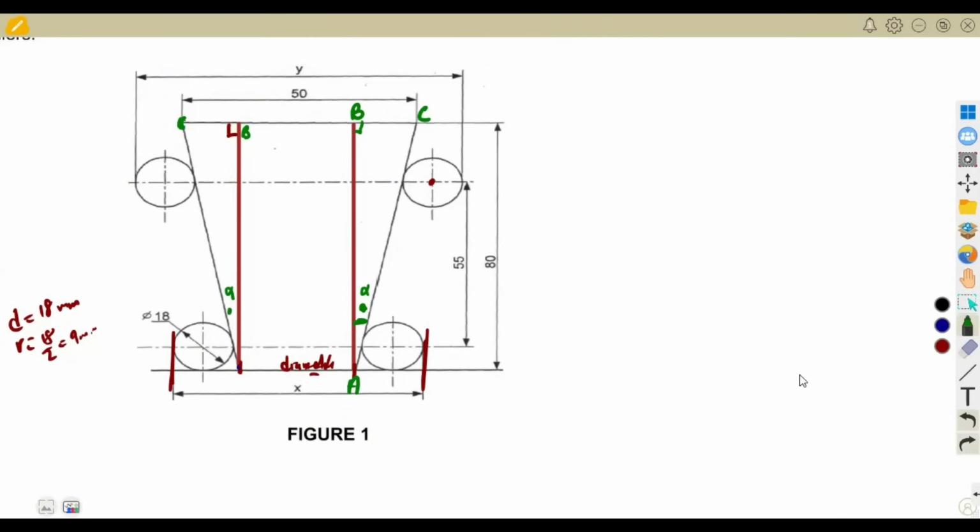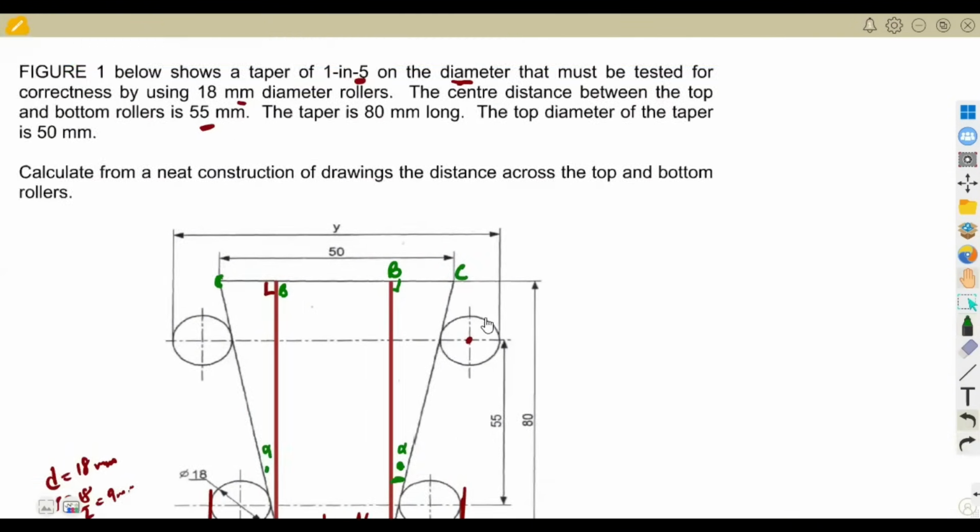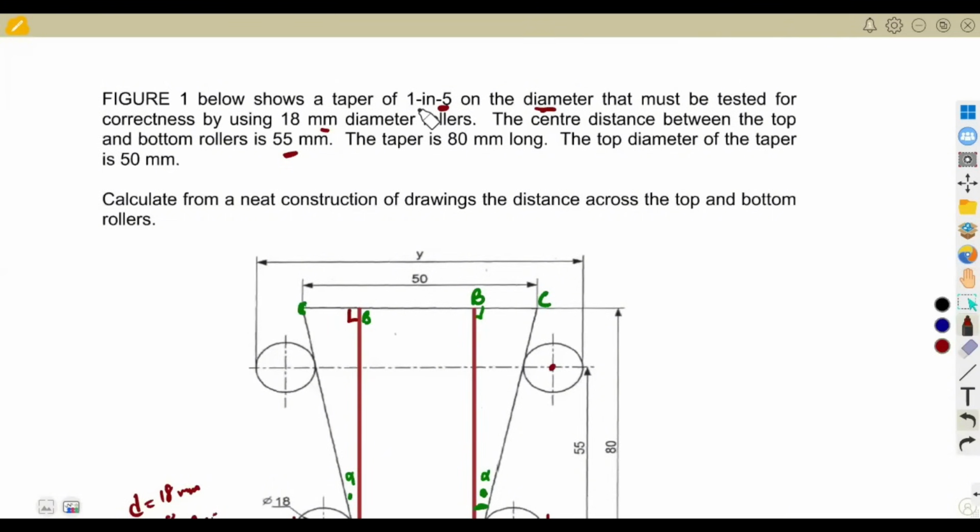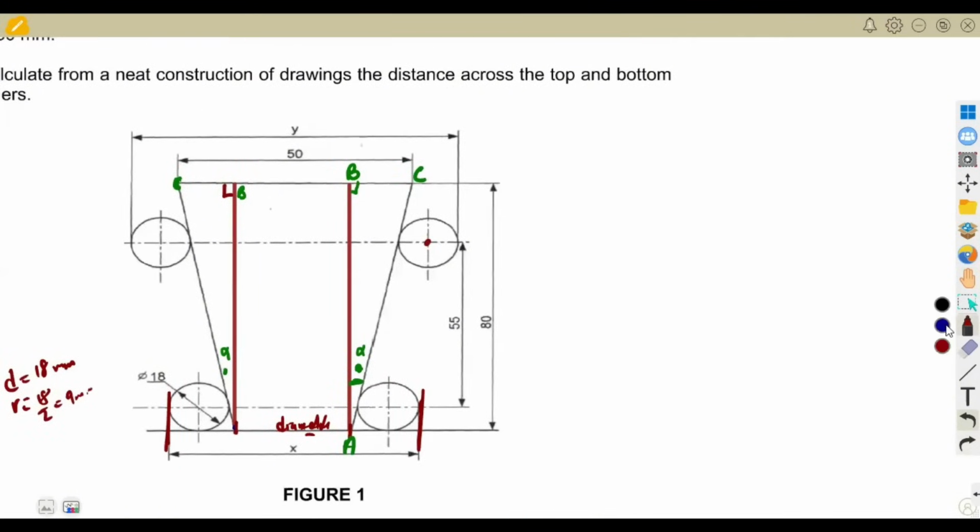But where are we going to get BC? BC is inside of a right-angled triangle, and inside this right-angled triangle there is an angle alpha. So where do we get this angle alpha? The angle alpha, we are going to take it from this, guys. They gave us a taper here of 1 in 5. So a taper of 1 in 5 means you're going to take this part. This is your taper. So you're given a 1 in 5.